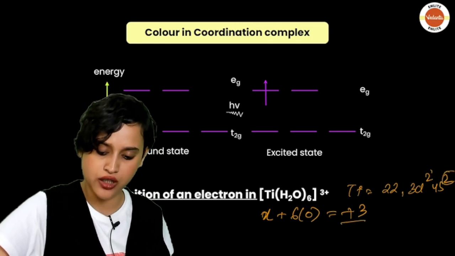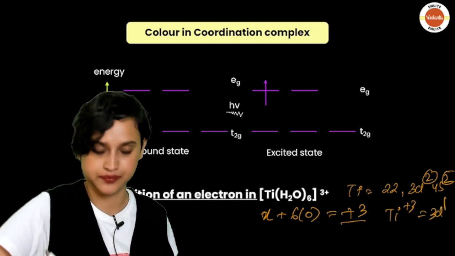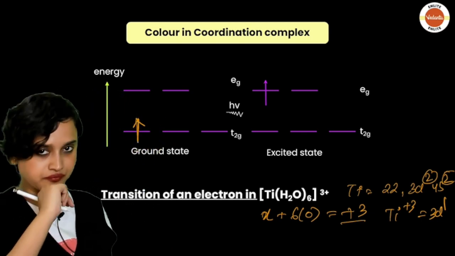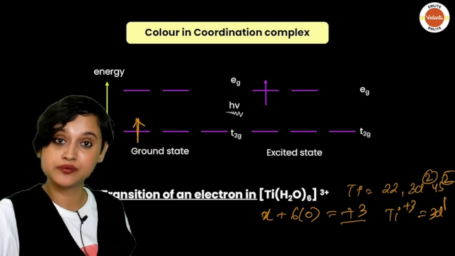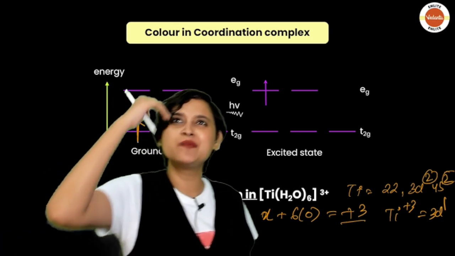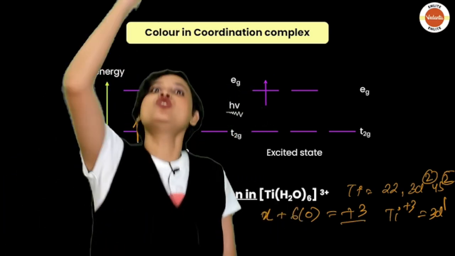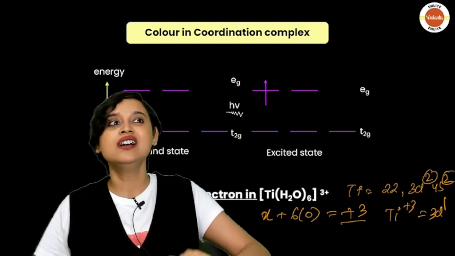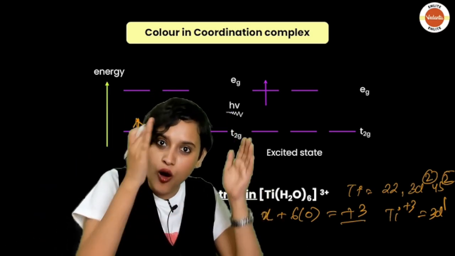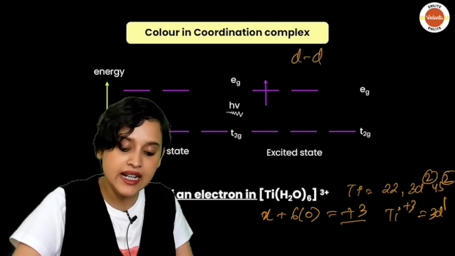That means 2 gone from here, 1 gone from here. That means that Ti plus 3 is basically 3d1. There is only one electron in the ground state here. Now what will it do? The moment it gathers some energy, what is the next possible room available? Within the d orbital only, it will go to the eg, the axial orbital. So within the d orbital, they are moving around.